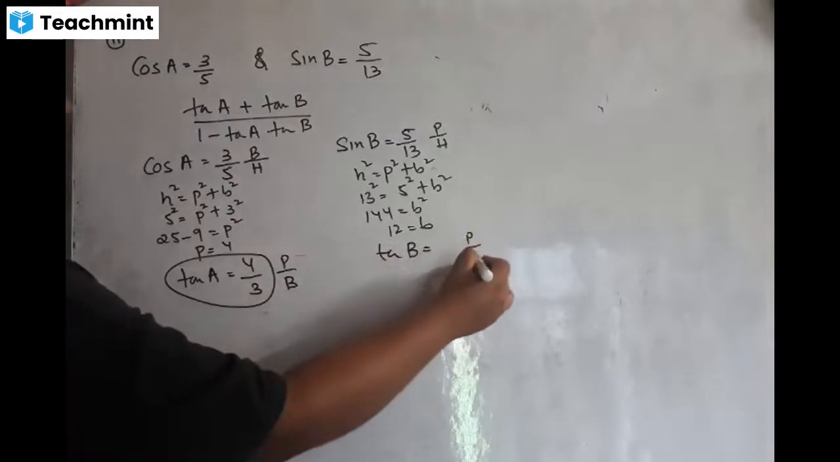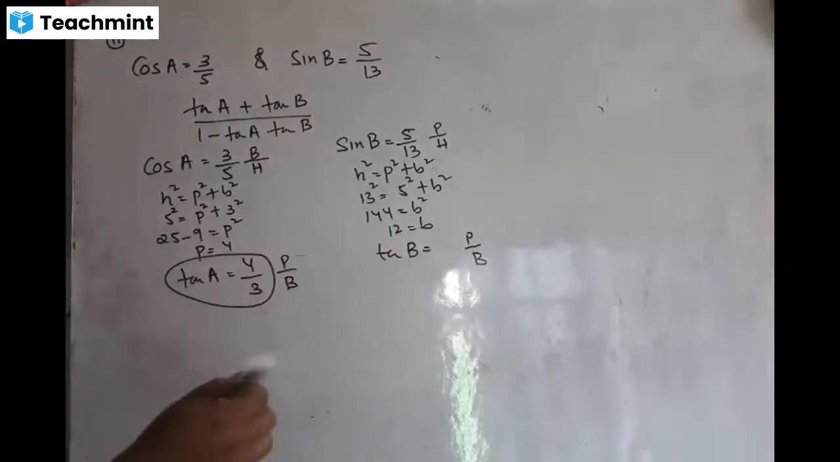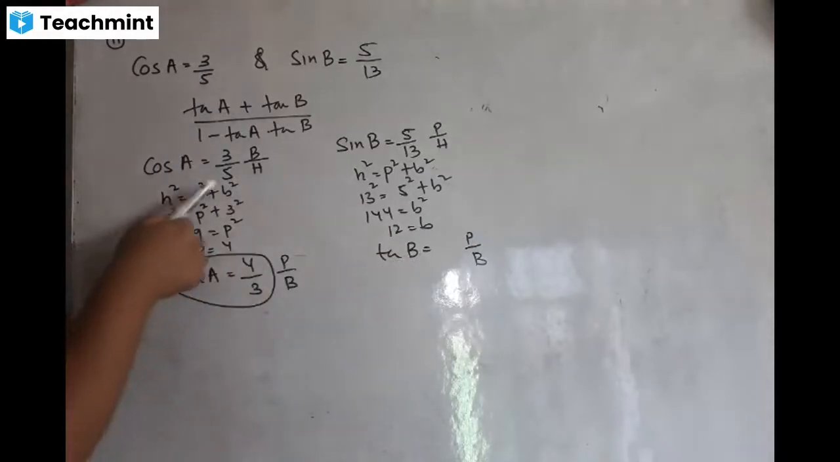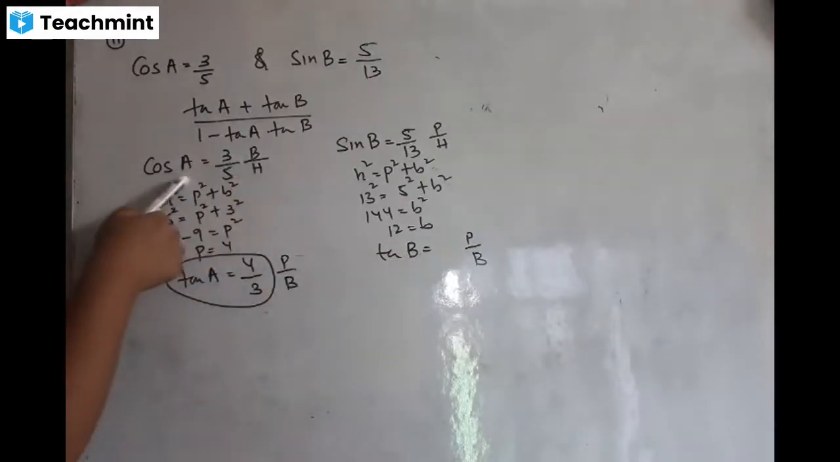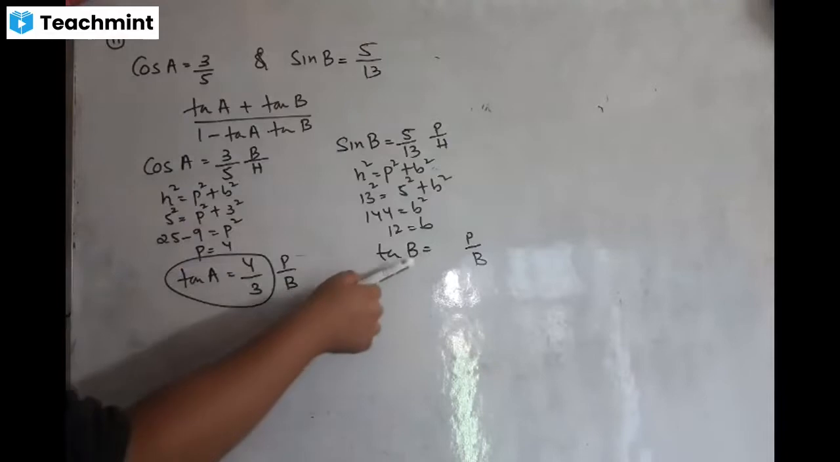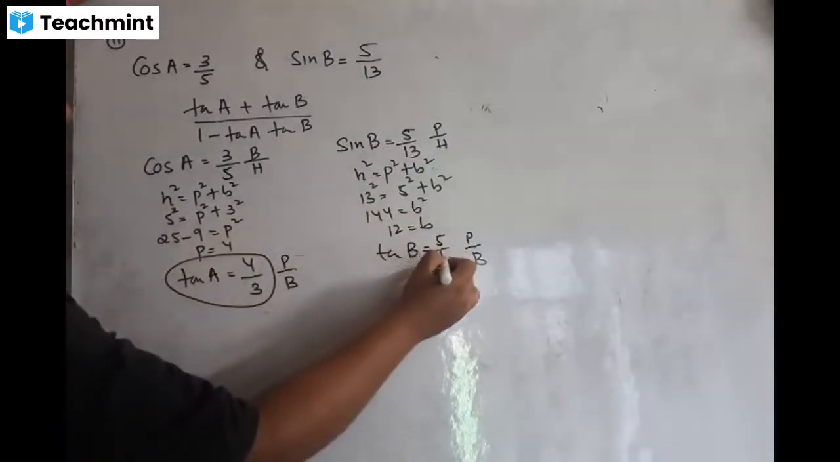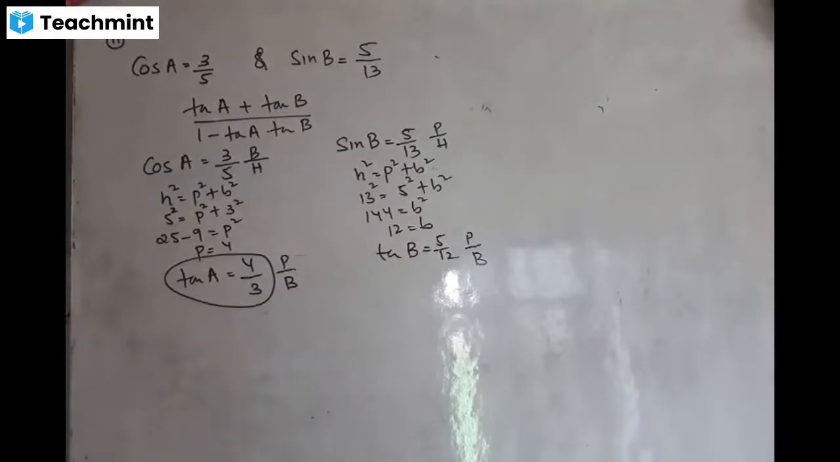Perpendicular by base. But please keep in mind, since the angle is B here, I cannot use the perpendicular and base of A. That is why I did it separately. So tan B, perpendicular we already know it's 5 and the base is 12. So you got the value of tan A also. You got the value of tan B also. Is that clear?